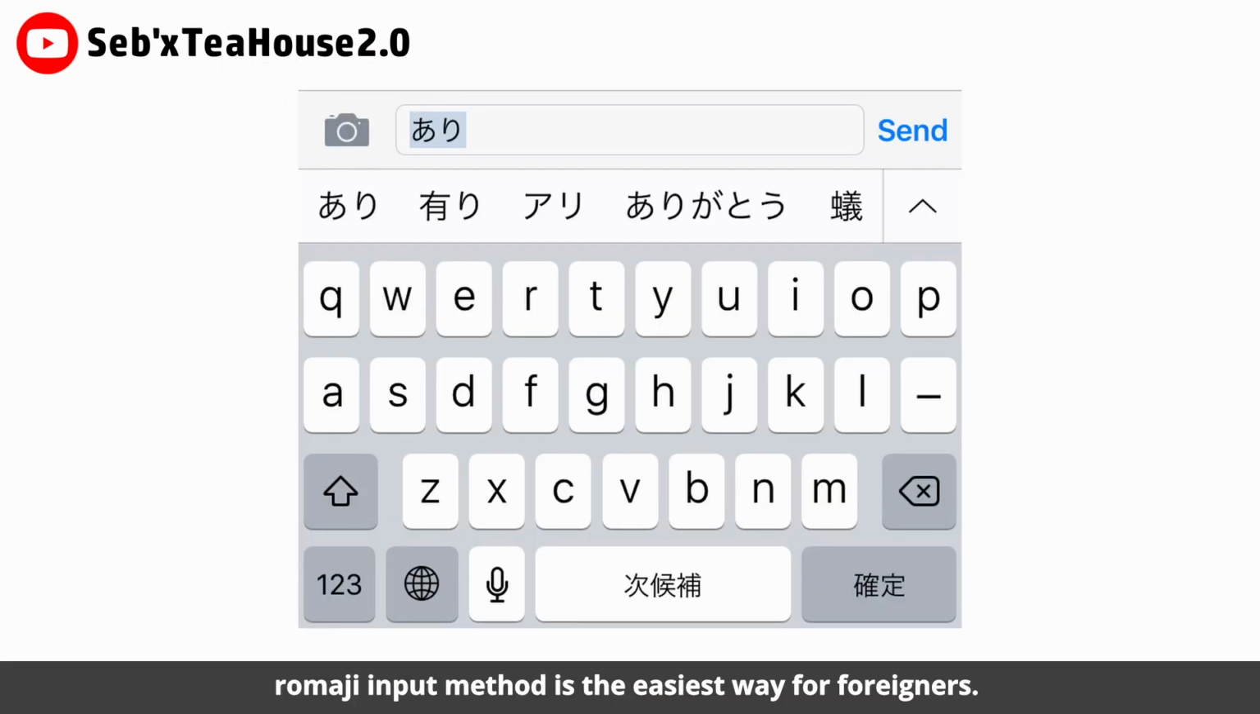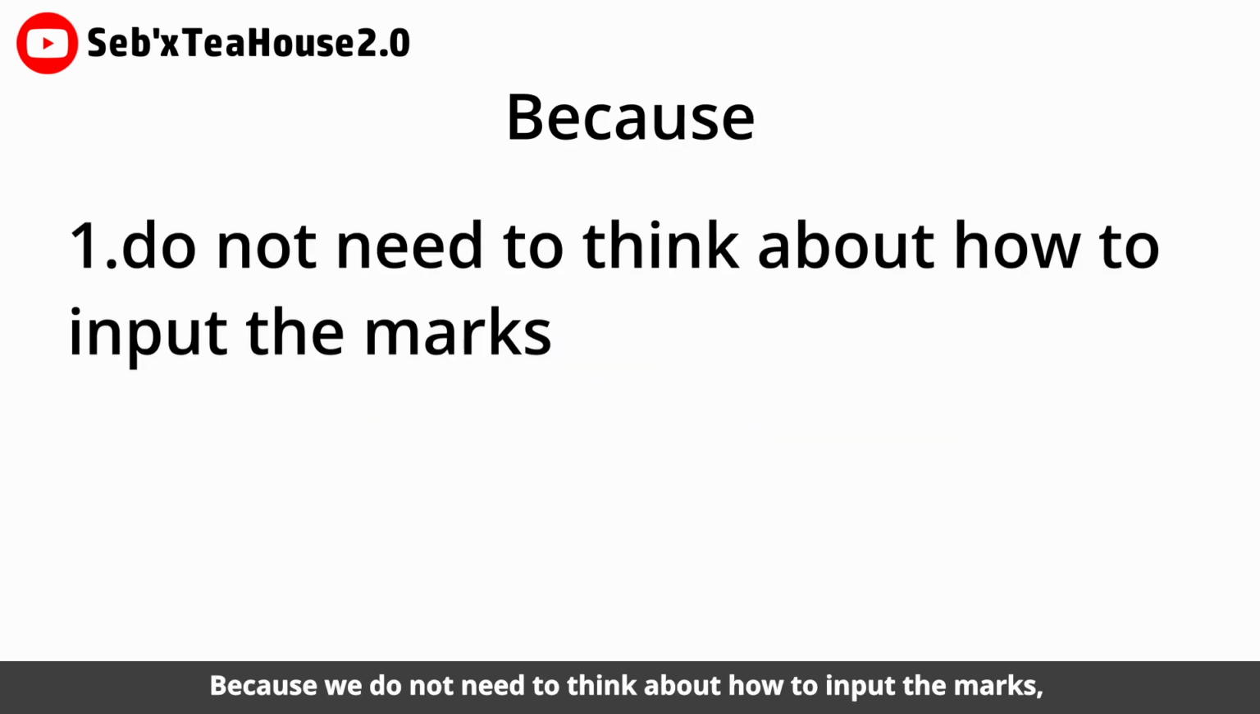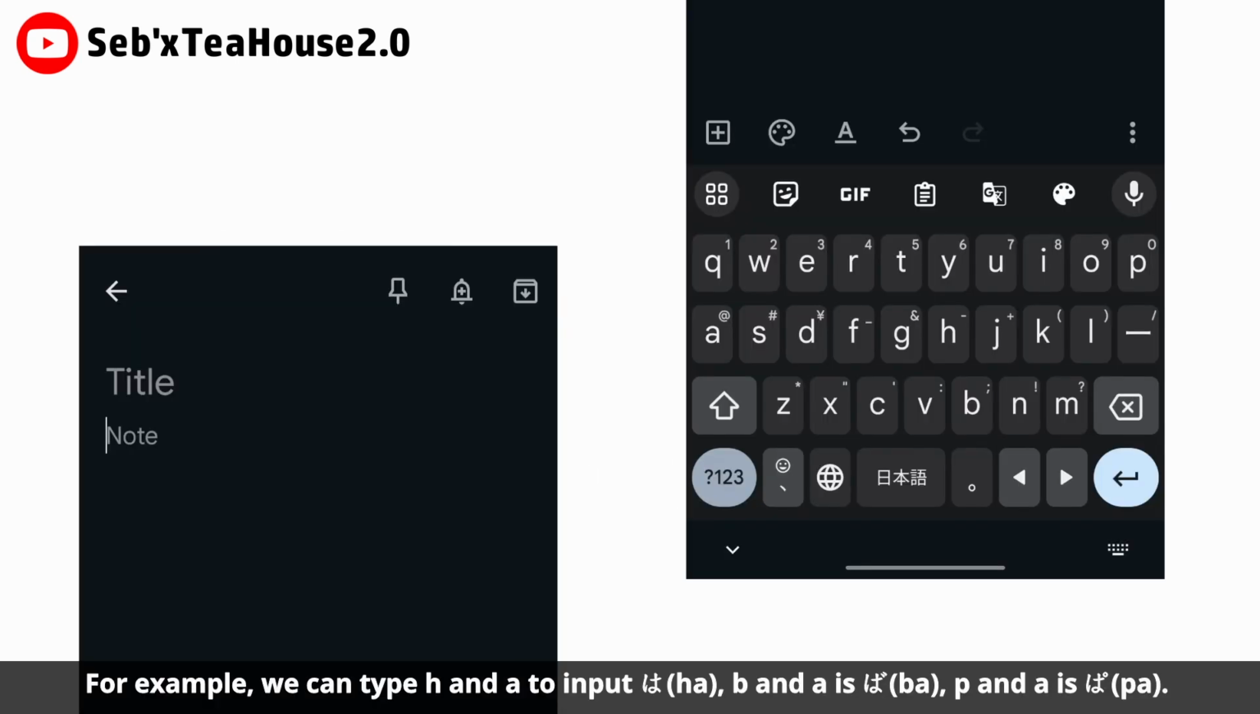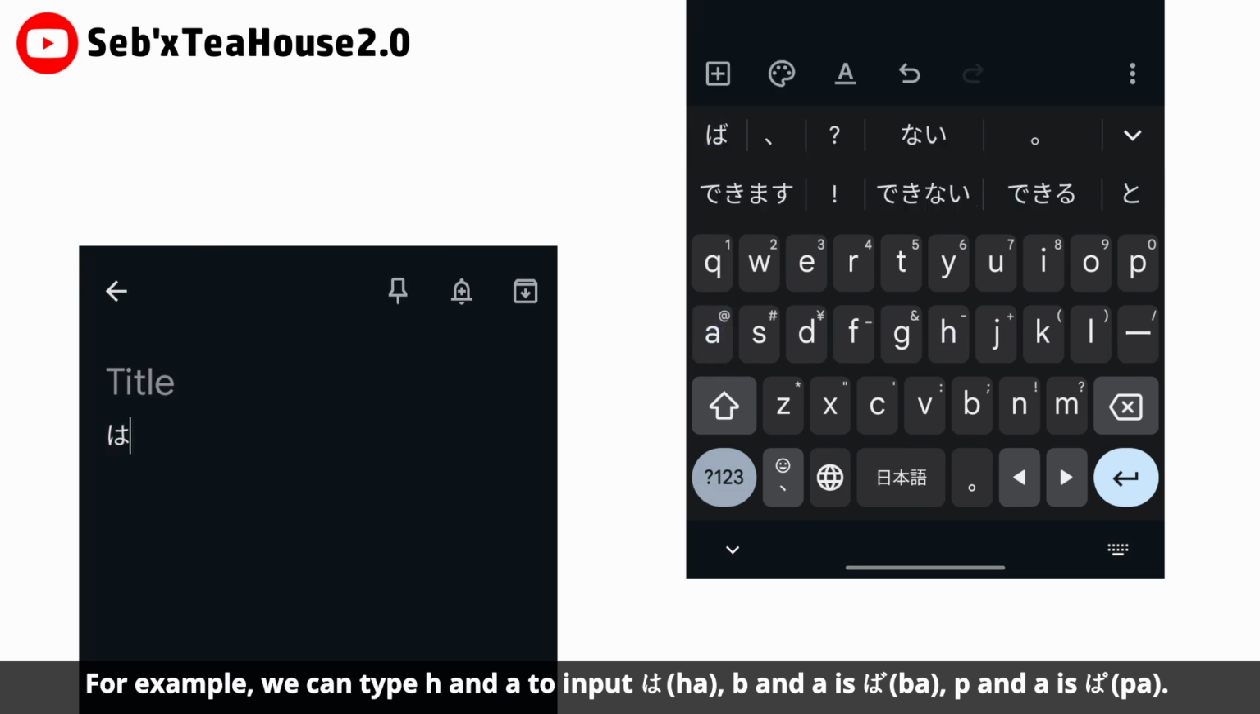The romaji input method is the easiest way for foreigners, because we do not need to think about how to input marks; we only need to think about the corresponding Latin letters. For example, we can type H and A to input ha. B and A is ba. P and A is pa.